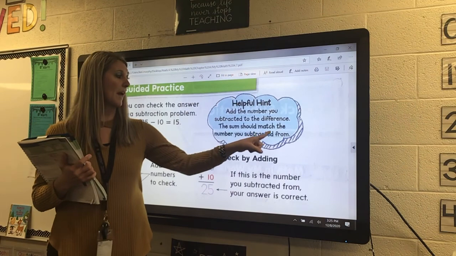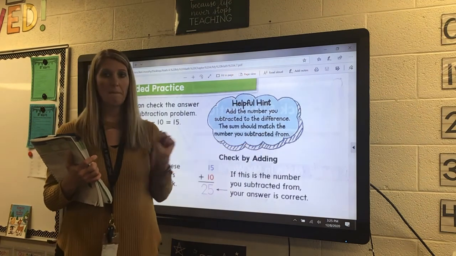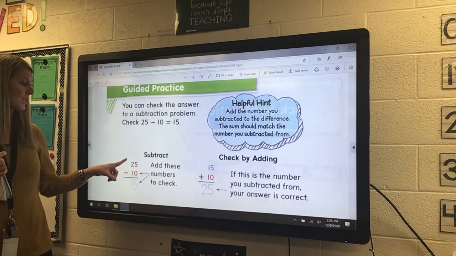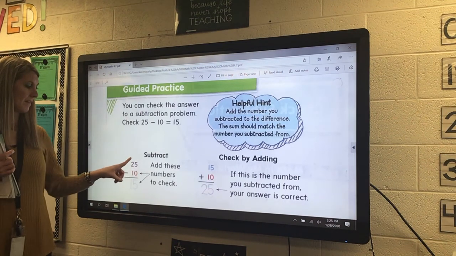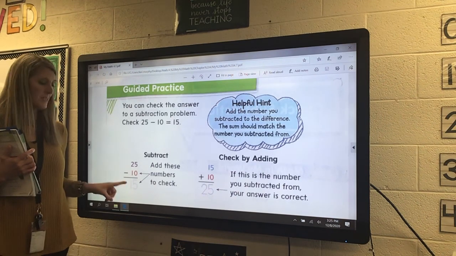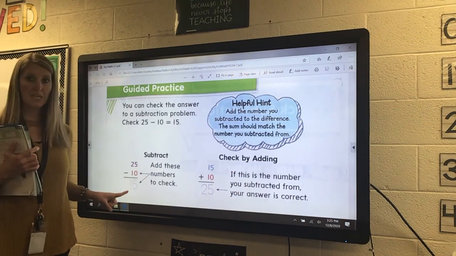The sum should match the number you subtracted from. All right, so let's look here. Here's our problem. We're going to subtract 25 minus 10. So 5 minus 0 is 5. 2 minus 1 is 1. So my answer should be 15.